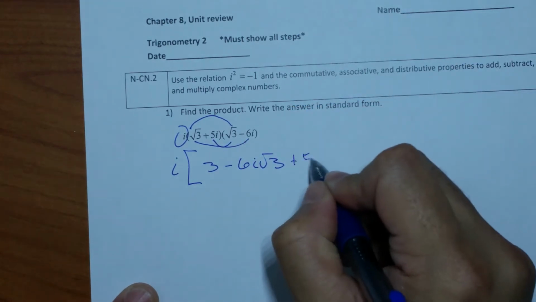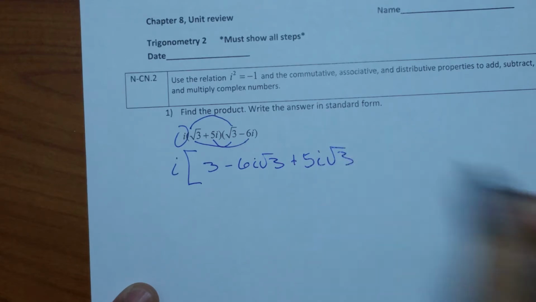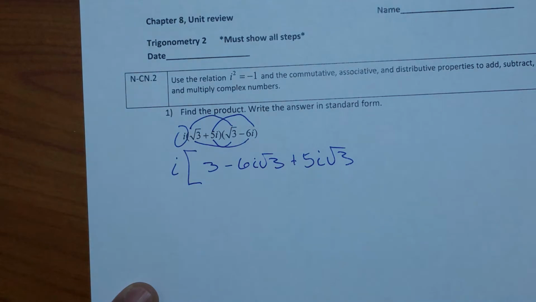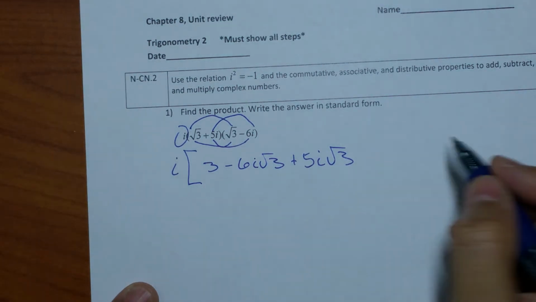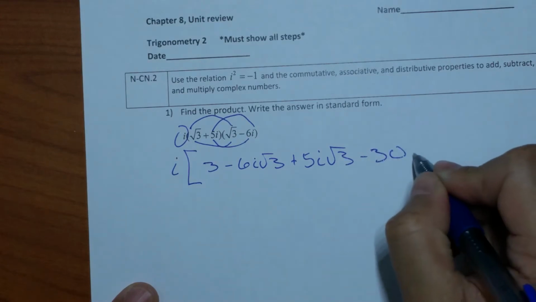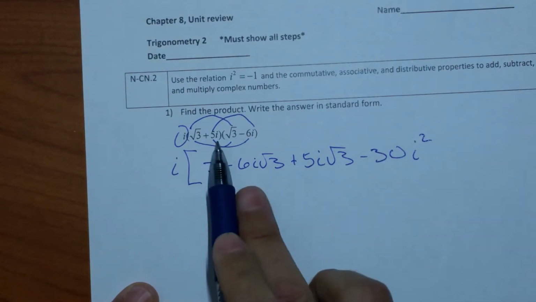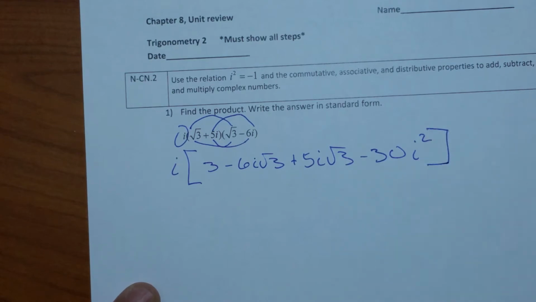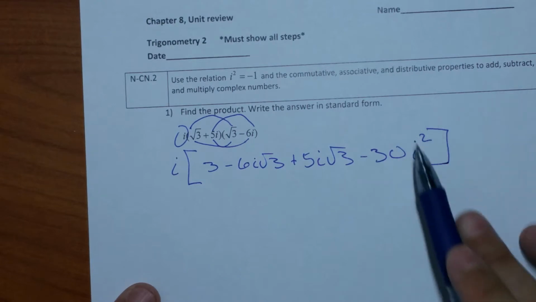Plus 5i rad 3. And last, what do we get? Negative 30i squared, right? I times I gives me I squared. Now with I squared, what do we get? Say negative 1. Negative 1.